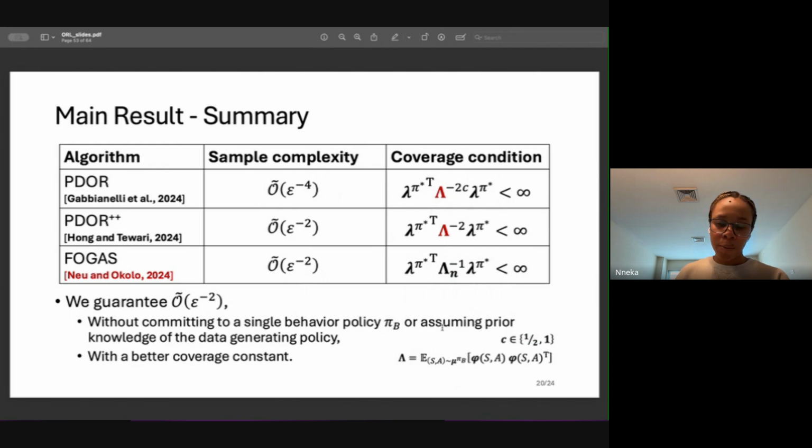And what I wanted to say about why this is better is that if you consider the tabular setting and assume that the dataset exactly aligns with the optimal policy, then, if this were not the empirical feature covariance matrix, this could basically reduce to 1, but this term would be of order SA.